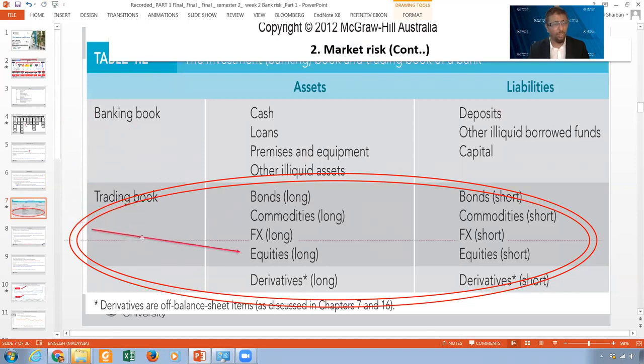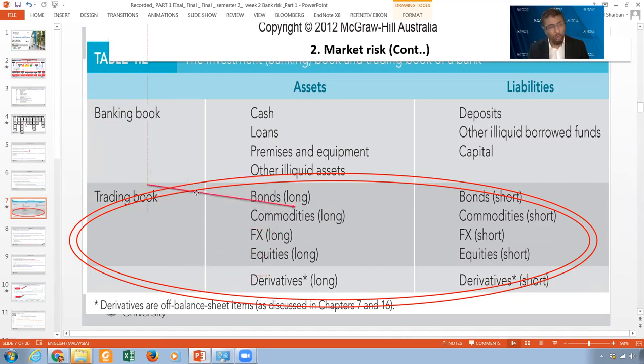Now, in the trading book, here is the trade. We can go long or we can go short, and I will explain it. What do we mean by going long and short? Because we buy all those assets for the purpose of trading them, selling them in intraday trading, maybe in the next hour, maybe for one week, maybe longer or less than that. But the purpose is actually to sell them.